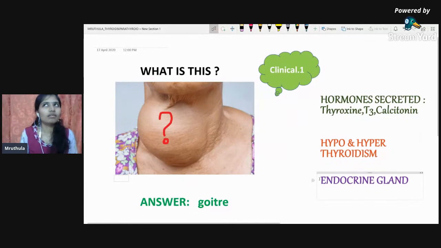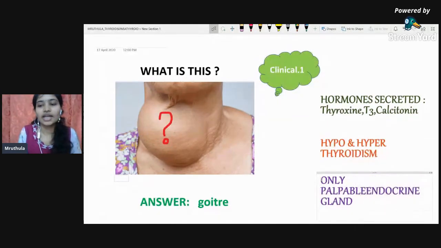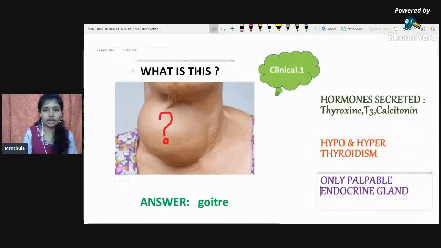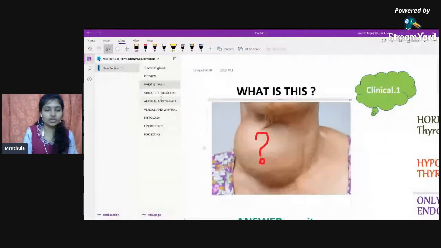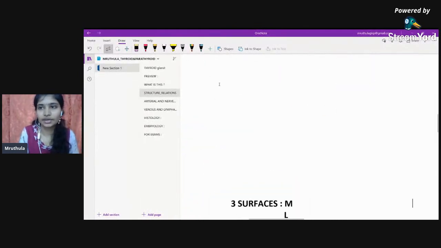Now, everybody knows that thyroid gland is an endocrine gland. One additional thing is, this endocrine gland is the only palpable or the superficial endocrine gland. Anybody can do this palpation, right? And that is why the swelling is very prominent externally. So this is the only palpable endocrine gland. So let's move on to the anatomy. Coming to the structure of the thyroid gland.